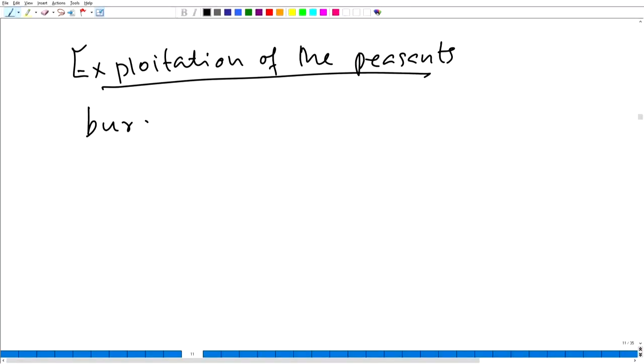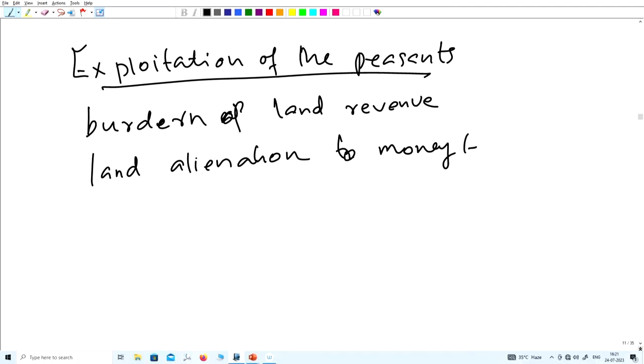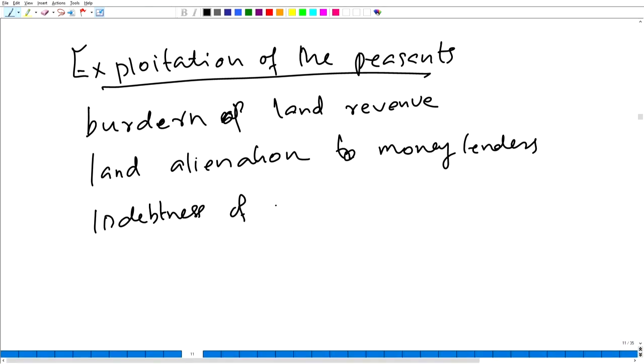He questioned the burden of land revenue, land alienation to money lenders, and indebtedness of the peasants.